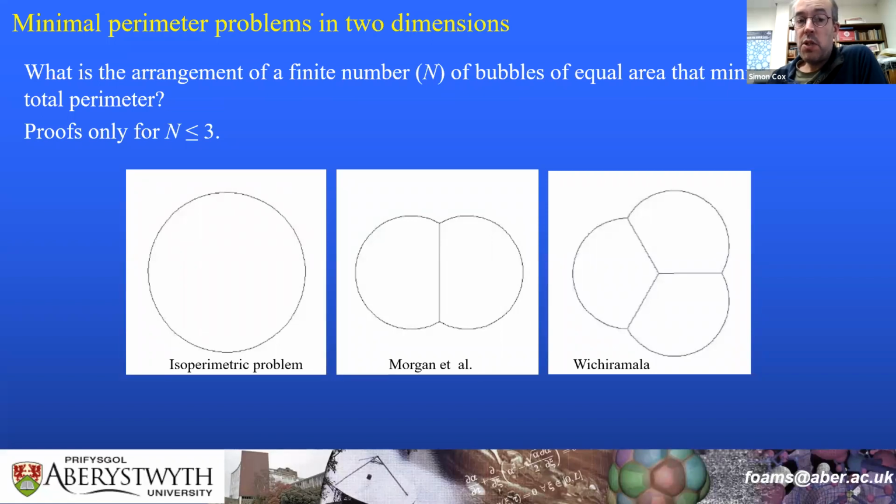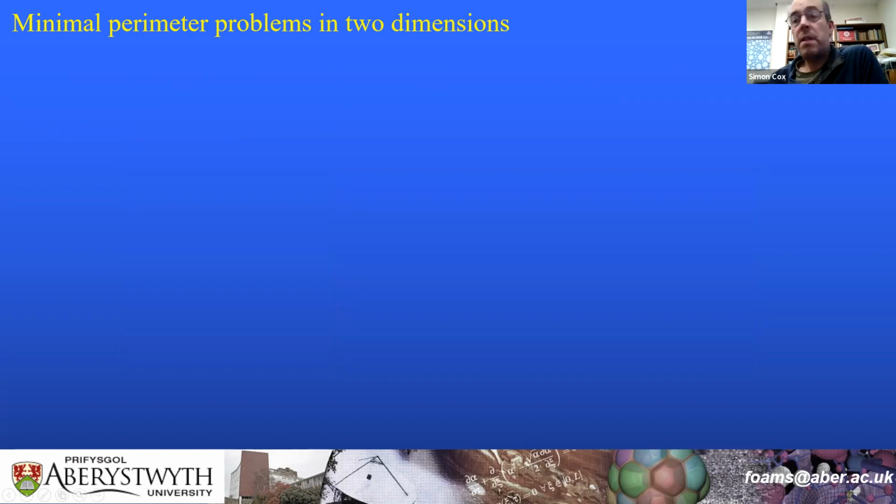And so for n equals 1, 2, and 3, there are proofs. One is the classic isoperimetric problem, a circle in 2D, a sphere in 3D, and so on. And that's, I think, known for many dimensions. 2 bubbles, that's the double bubble problem, again known in many dimensions. 3 bubble problem, Wichiramala proved that in 2D, and I think there's some more recent work where they take that into higher dimensions. But as n increases, it's remarkably difficult to say what is best.